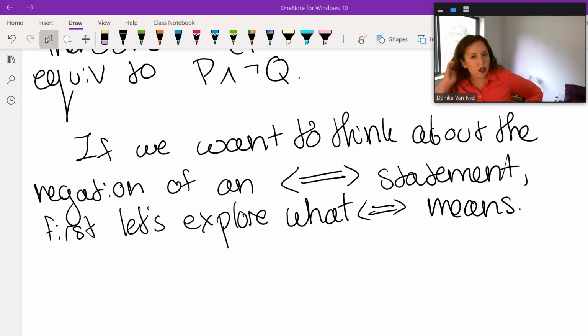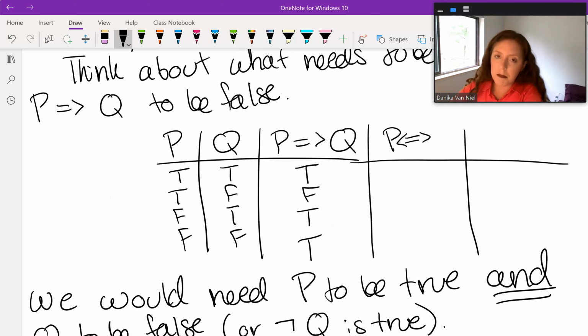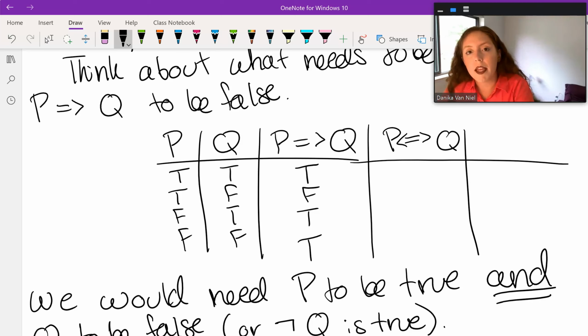Okay, so let's do a quick reminder and let's look at our table. So if we said P if and only if Q, when is this true? Well, it's only going to be true when P and Q agree, which is the first and the last.